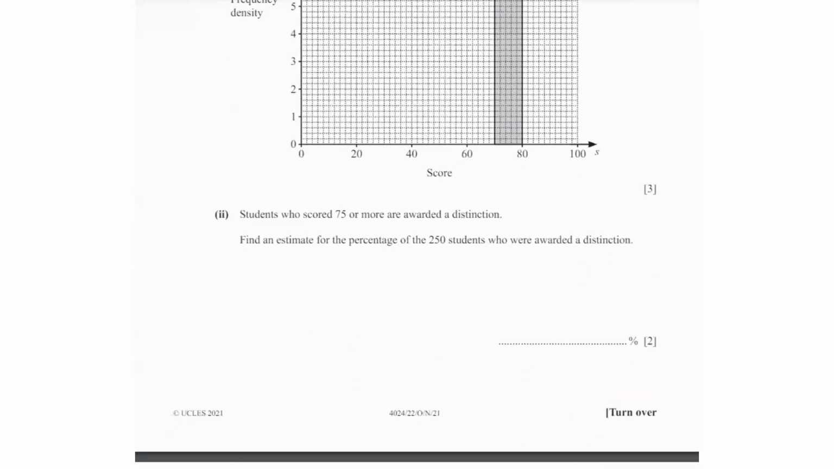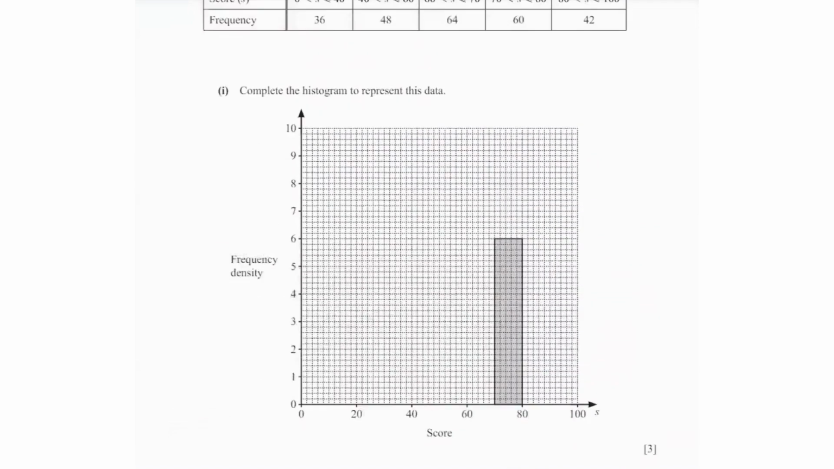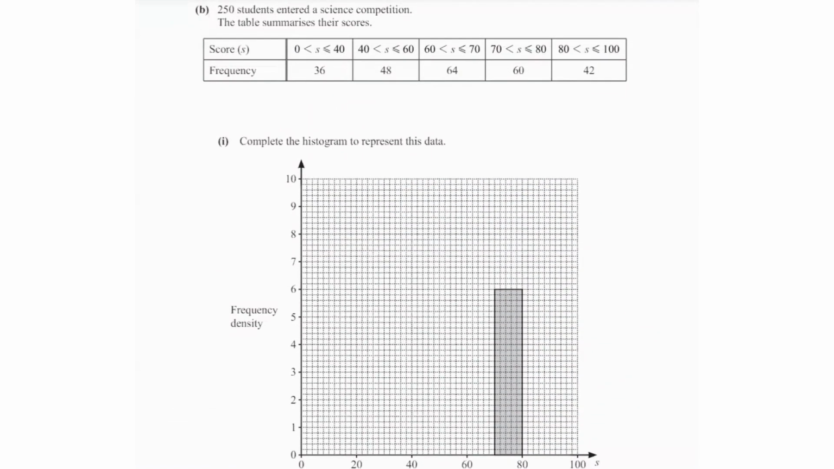Then it says students who scored 75 or more are awarded a distinction. Find an estimate for the percentage of the 250 students who were awarded a distinction. So 75 or more is going to come in these intervals. But as you can see, this is from 70 to 80. We need from 75 or more. That means we will divide 60 by 2, and that's going to be 30. We halve the number of people in this interval, and since it says it's an estimate, we can make this estimate by dividing the total frequency into two equal parts, where the first 30 go from 70 to 75 and the second 30 go from 75 to 80.